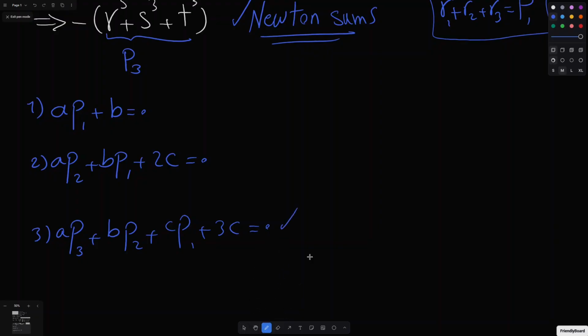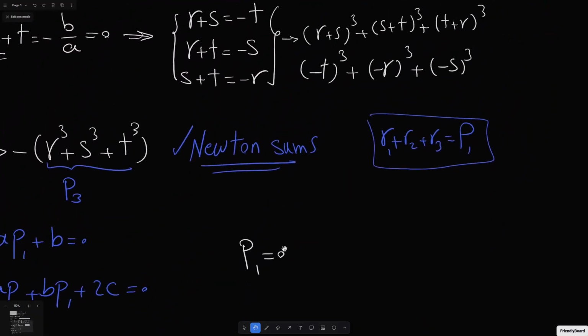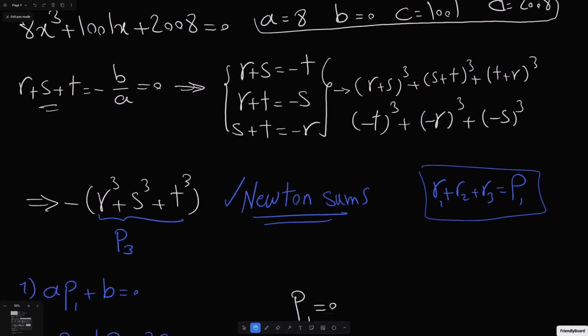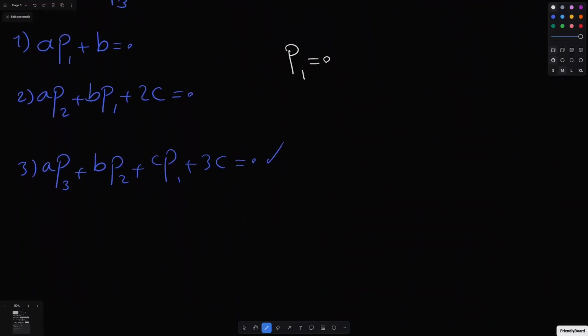So the problem already gave us a lot of information, and it's actually not that difficult now, because we already know from what we had that r1 plus r2 plus r3, or r plus s plus t, was actually 0 from the p1 term. So we know that p1 is 0, and if you take a look at the equation itself, we had a equals 8, b equals 0, c equals 1001, and d equals 2008. So considering that, we are just going to simply solve it for this now.